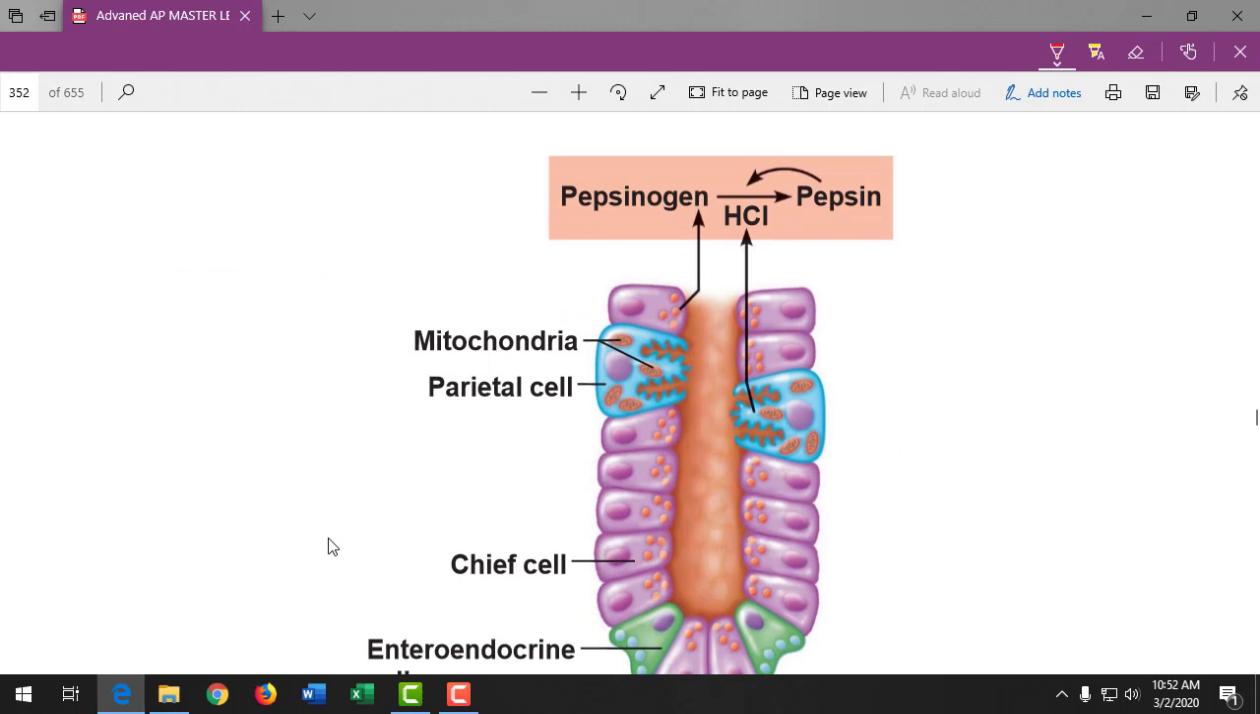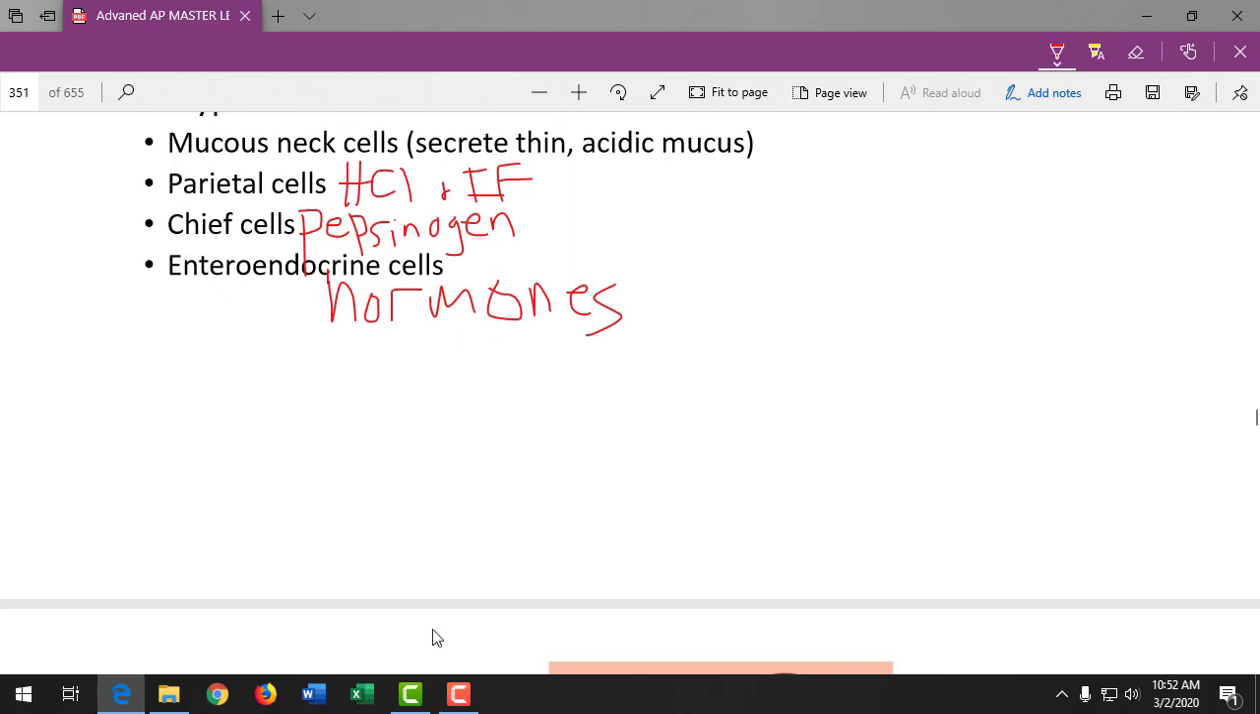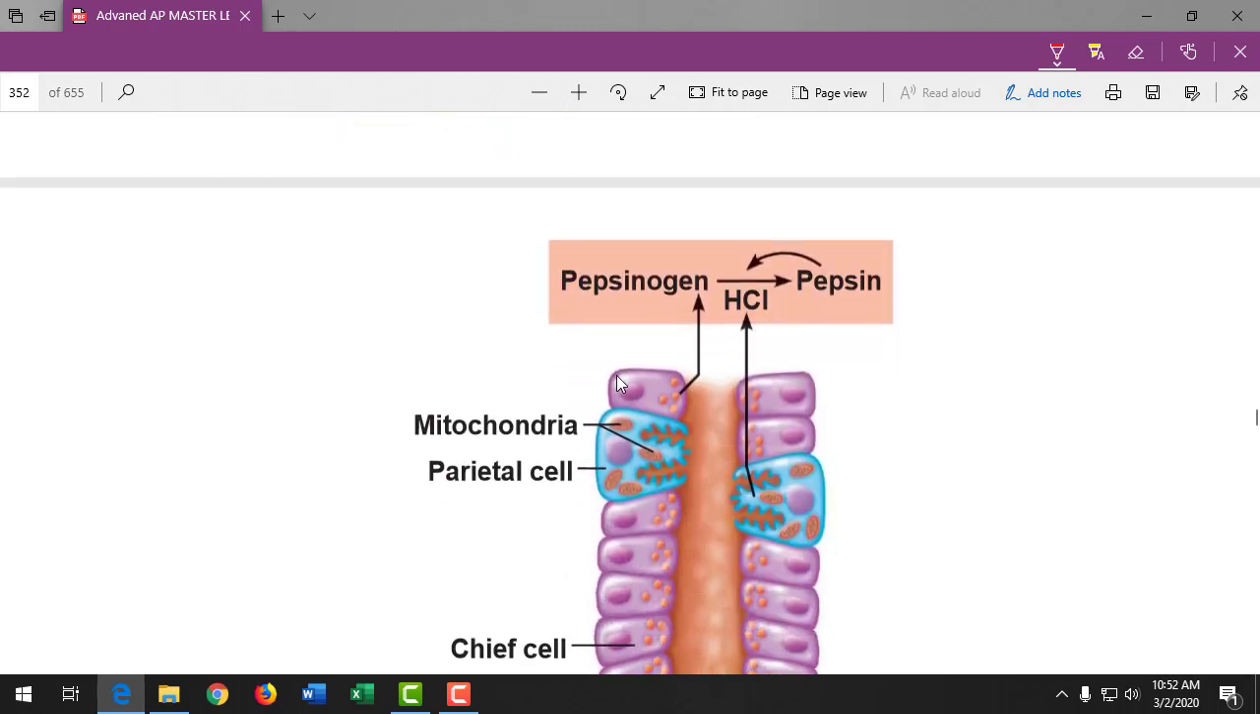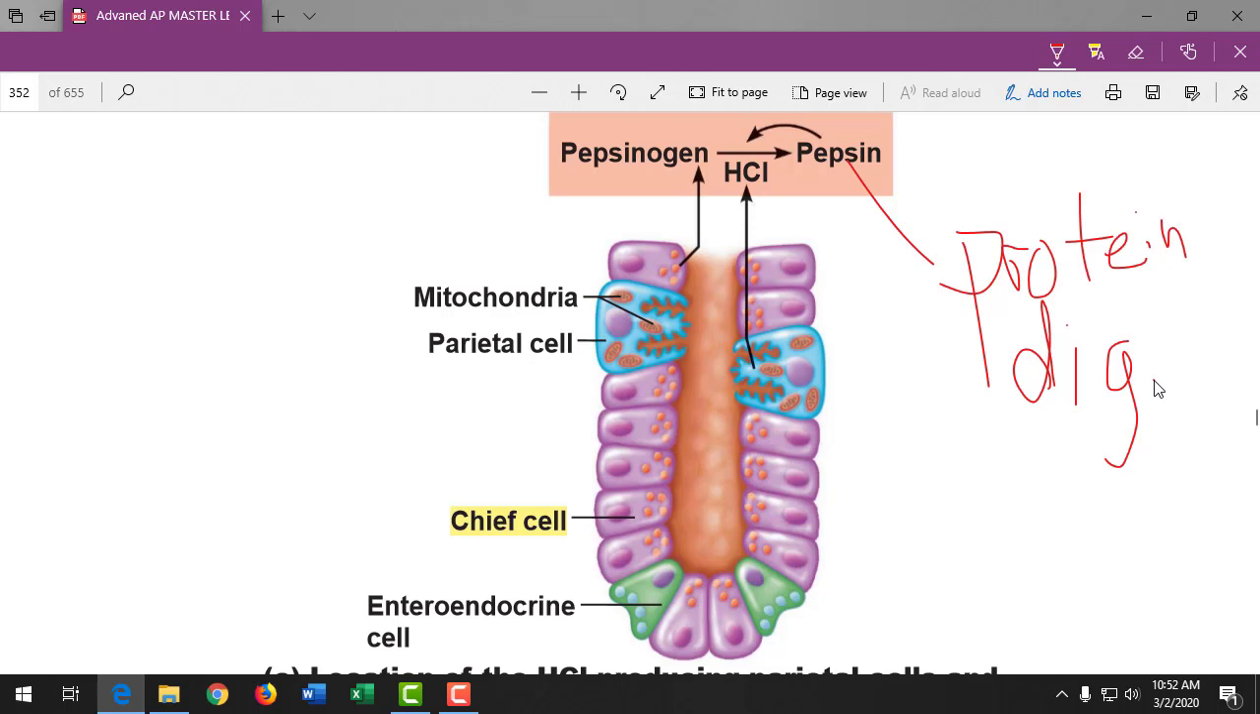So looking at the first one, let's look at the pepsinogen, the chief cells. The chief cells are these purple ones. I'll just highlight it. So the goal of pepsinogen, it's not active, it doesn't do anything until hydrochloric acid from the parietal cell acts on it, and then it becomes pepsin. And the purpose of pepsin is for protein digestion. The only thing that the stomach can really digest is protein. It cannot digest carbohydrates, it cannot digest fats, it can digest some protein.